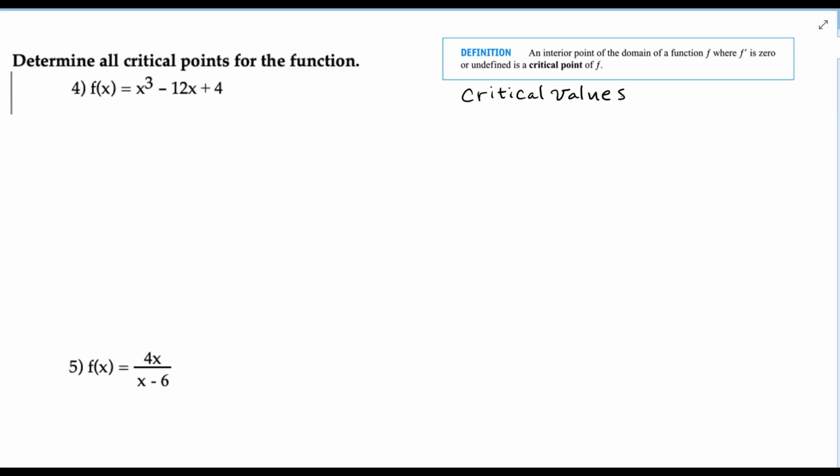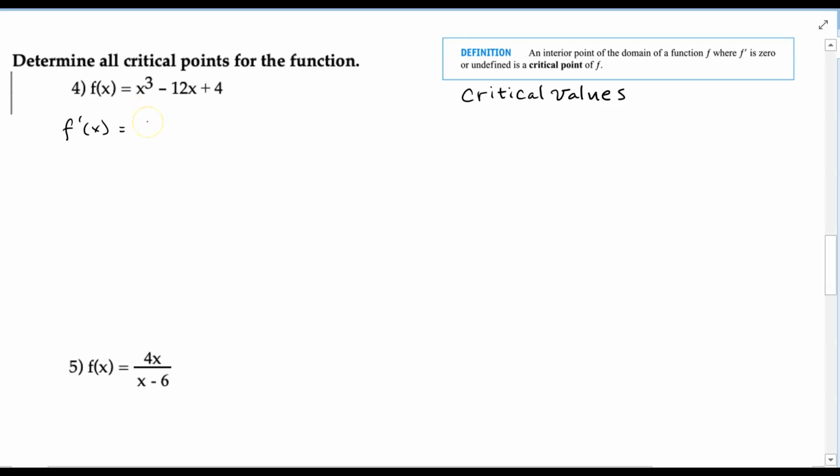Okay, so what we're going to do is take a look at number 4 here, and it's real simple. We're just going to find the derivative and then set the derivative equal to 0. And wherever that happens, critical point. Now I know this one is not undefined anywhere because it's a polynomial function, but number 5 has a point where it's undefined. So we'll talk about that one too.